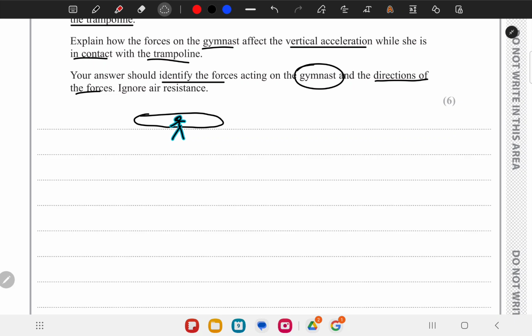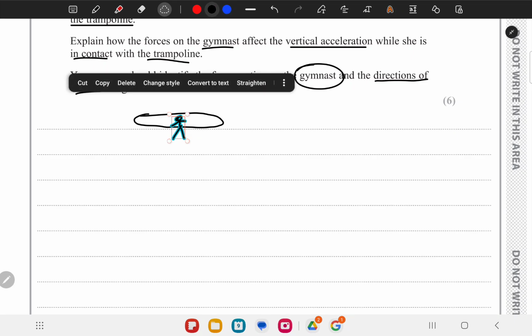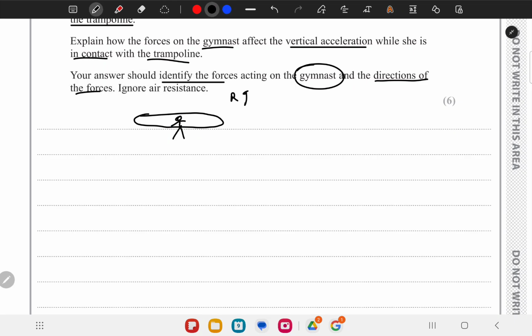The resultant force on the gymnast will be the difference between the normal contact force upwards and her weight downwards. The normal contact force will be greater than the weight, which causes a net upward acceleration. So when she's falling, she'll slow down and then start moving upwards.